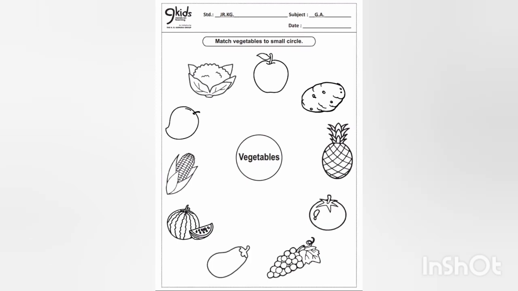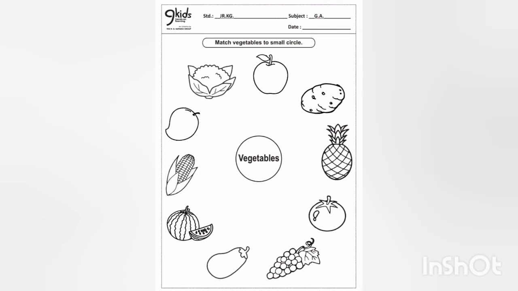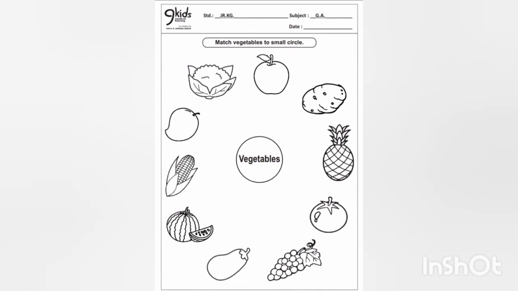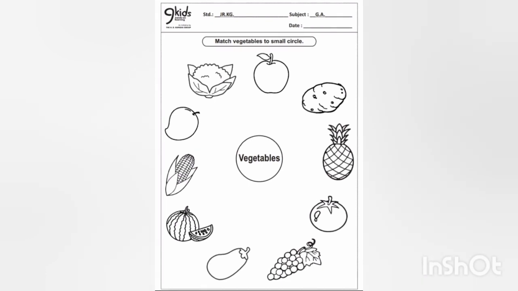Now, which is the next picture? Potato. Potato is a fruit or vegetable? It is a vegetable. So, we will match to the small circle. Now, which is the next picture? Pineapple. Pineapple is a fruit. So, we will not match to the small circle. Which is the next picture? Tomato. Tomato is a vegetable. So, we will match to the small circle. This is how you have to identify each vegetable and match them to the small circle given in between.